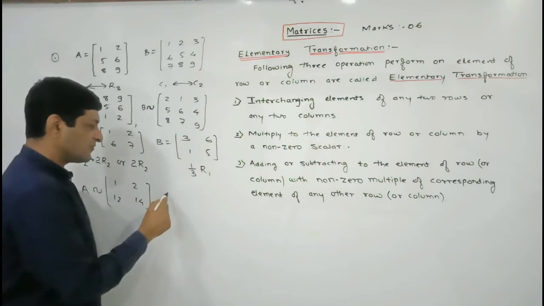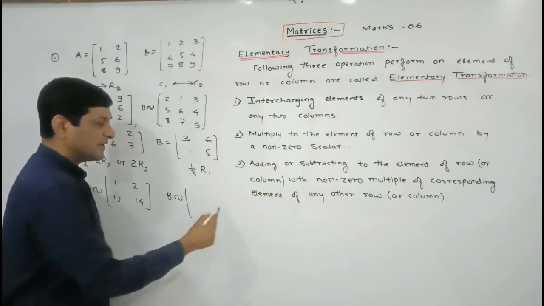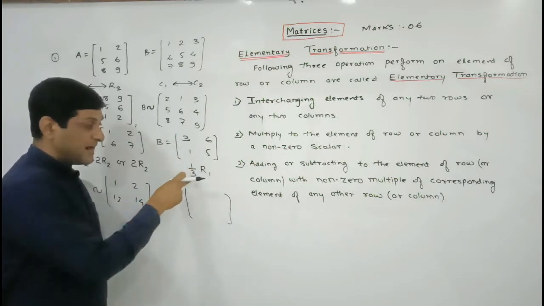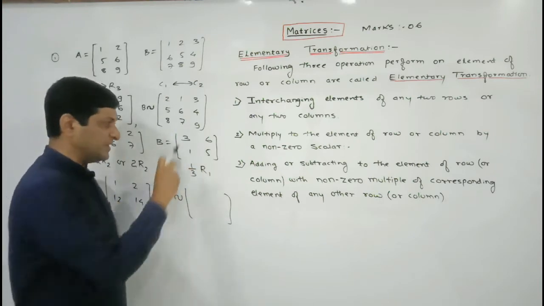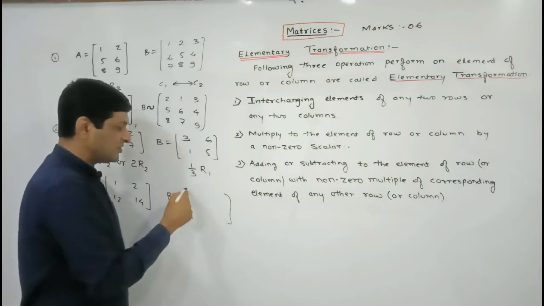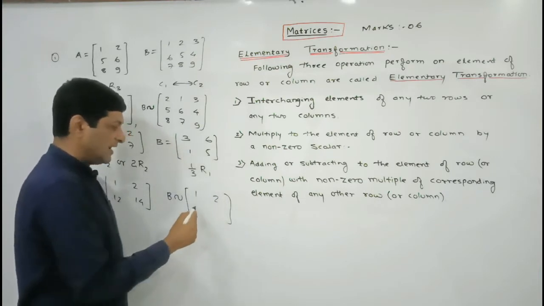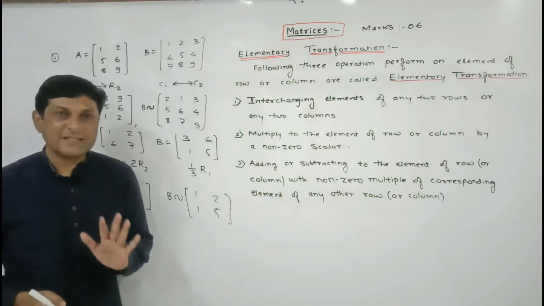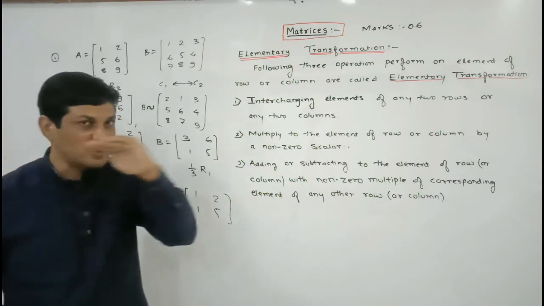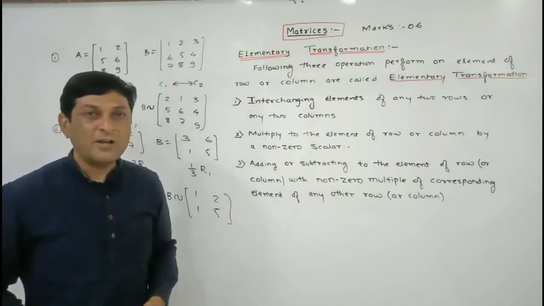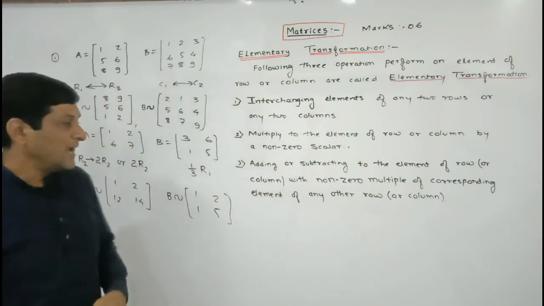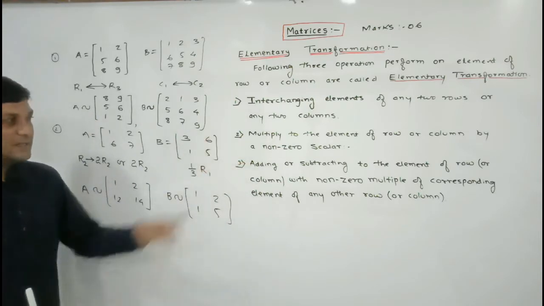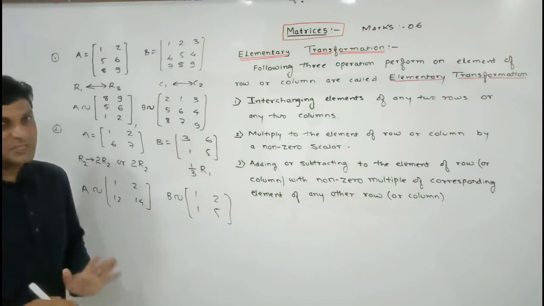So let us perform this operation on the elements of R1. We are multiplying by 1 by 3, which in short means dividing the elements of R1 by 3. See what we'll get here. If we are dividing by 3, here we'll get 1, here we will get 2, and we keep the elements of R2 as they are. So our second operation says that we are able to multiply the elements of a row or a column by a non-zero scalar, and this will be the notation if we are using this second elementary transformation operation.